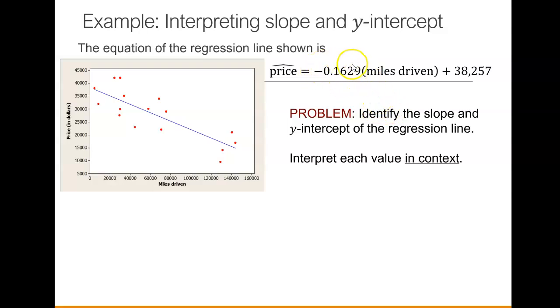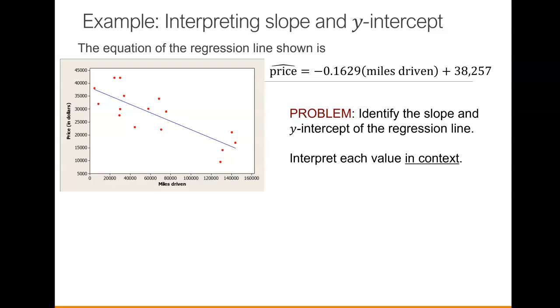What would the slope be telling us? Price goes down. Yeah, can we be a little bit more specific than that? How much does the price go down per mile? So it would go down like 16.29 cents, right? Or $0.1629 for each mile you drive. So basically you're losing 17 cents a mile or something. Everybody okay with that idea?